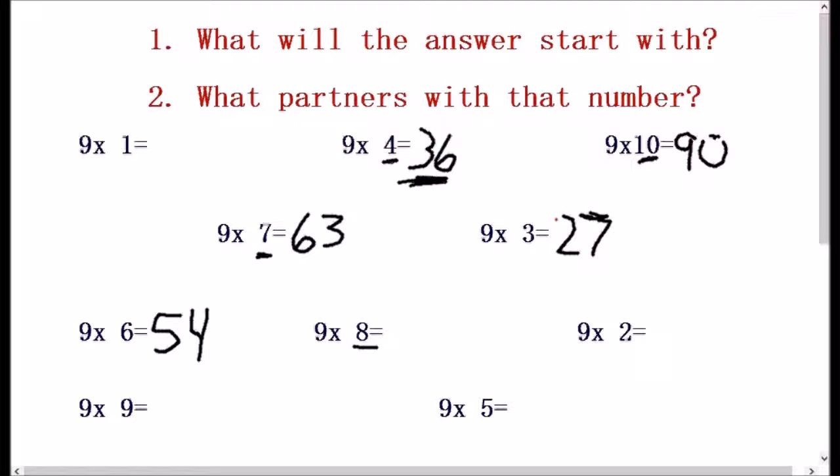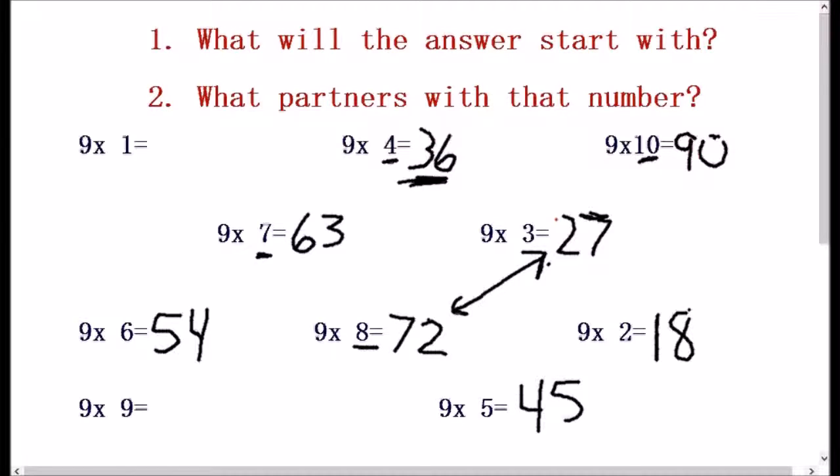9 times 8 is going to start with a 7. What partners with the 7? 7, 8, 9. So that would be 2. Also up here, see that connection? 9 times 2 is going to start with a 1. Our partner for our 1 is 8. 9 times 5 is going to start with a 4. What partners with the 4? 5. Last one, 9 times 9 is going to start with an 8. What partners with the 8? 1.